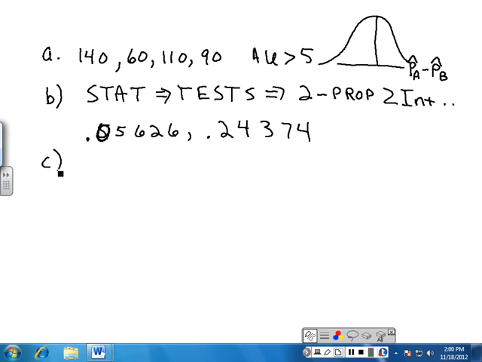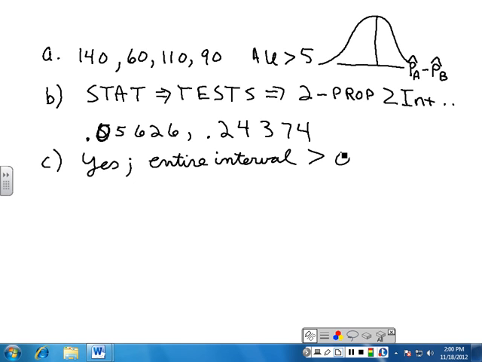C, based on that interval, can we conclude there's a difference? And the answer is yes. You can just say the interval doesn't include zero, or the entire interval is greater than 0. If you just said it didn't include 0, that would also be correct in this problem.